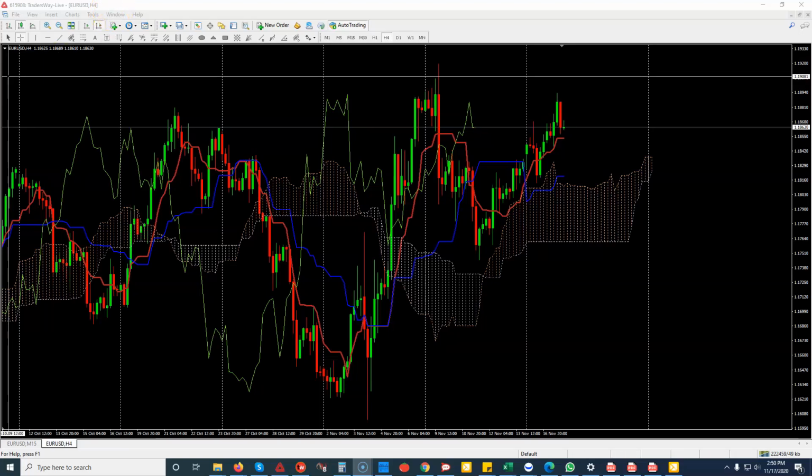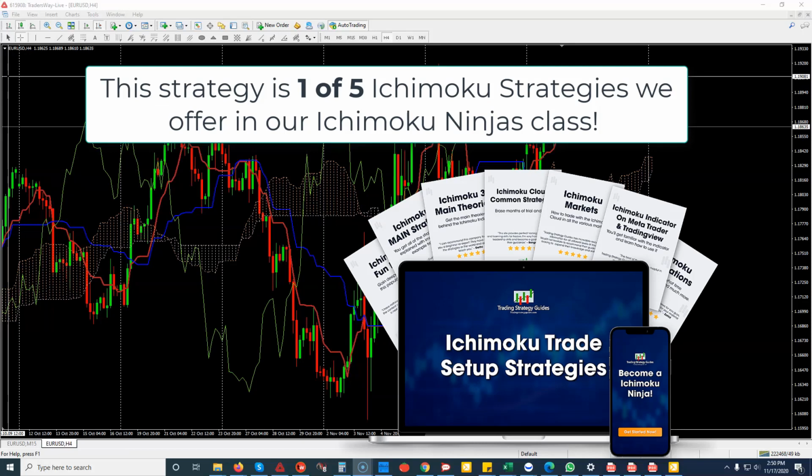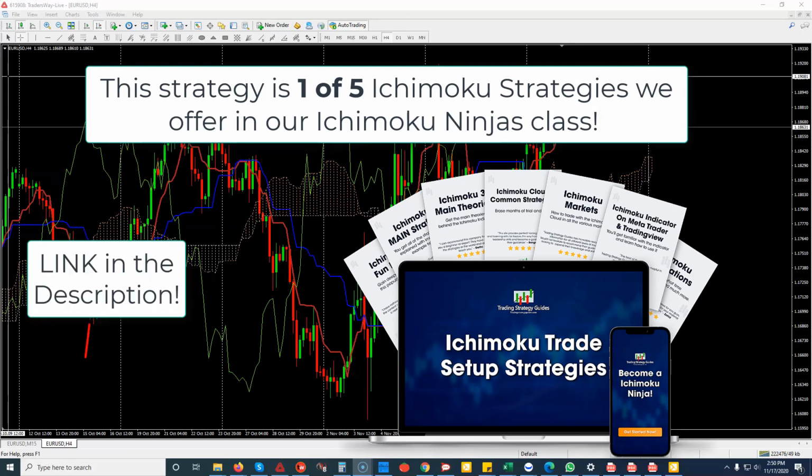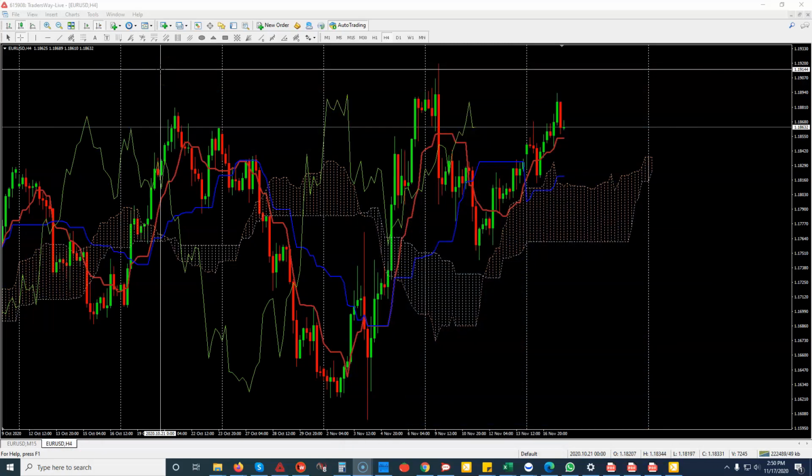What's going on, everybody? TJ here with Trading Strategy Guides, and in this video I'm going to be showing you the trend following strategy. This is based on our trend following strategy guide, and it uses the Ichimoku indicator to find signals. So let's go ahead and take a look at, first of all, how the Ichimoku works, and second of all, how to find trades using the Ichimoku.